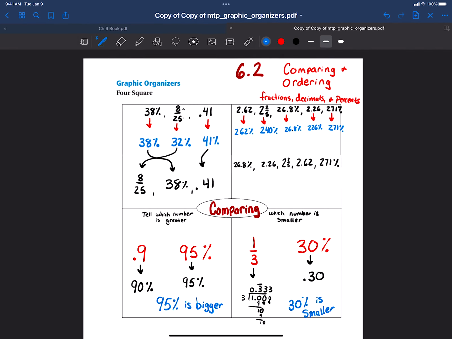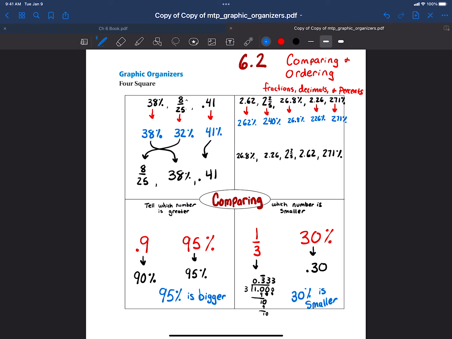Okay, so my final thing that I want you guys to get out of this is that you need to change them. You need to change them so that they're all the same thing, and then you can compare them. I don't care if you change them to percents, decimals, or fractions, whatever is easier for you. And then also another thing you need to remember is to put it back into its original format when you finally get an answer, right? So you can change them to compare them, but then you've got to make sure that you put them back to how they looked before.